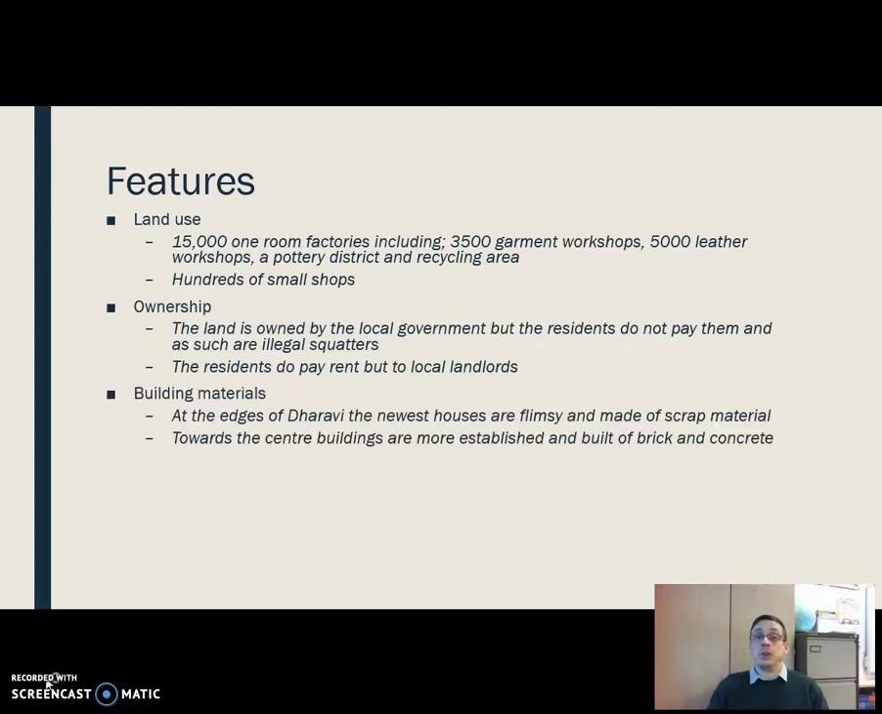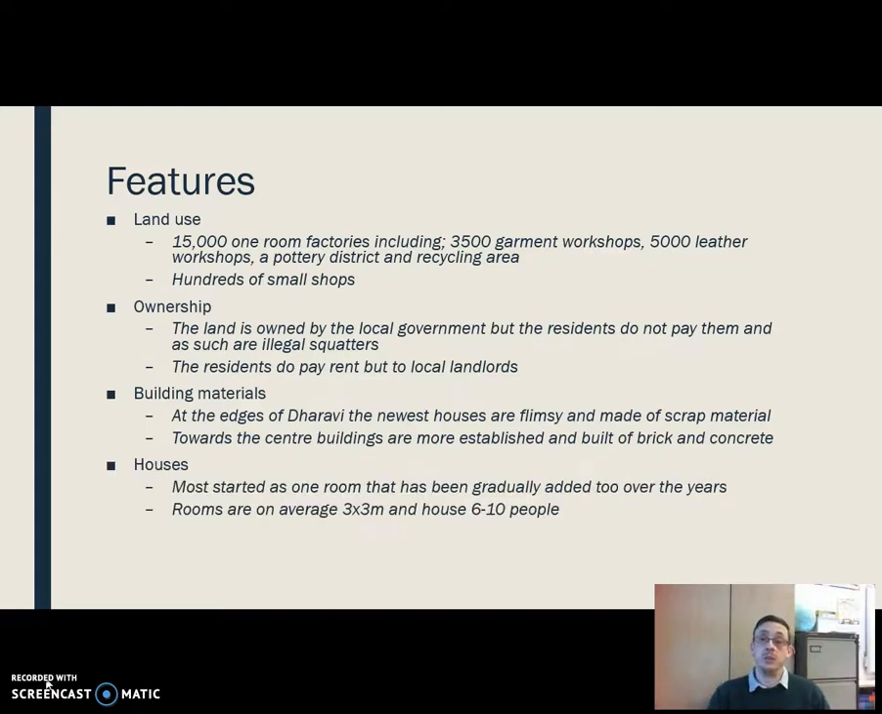Now, the building materials. If you go right at the edges of Dharavi, this is where the newest residents will gather and add on, effectively, to the region. It's very much like a squatter camp. It's built with cobbled together materials. It's very, very poor quality. And as you move in towards the centre, the buildings start to become more established. They're built of brick and concrete. They have proper tiled roofs, things like that.